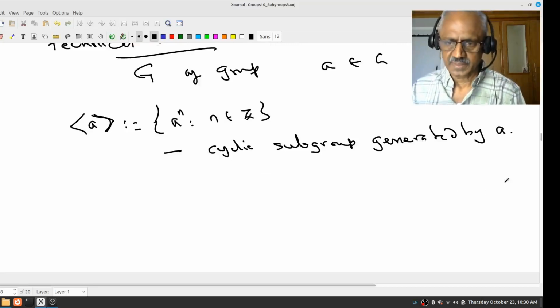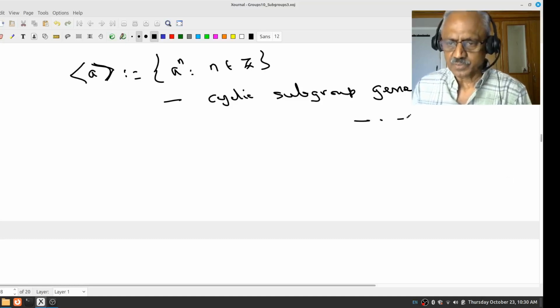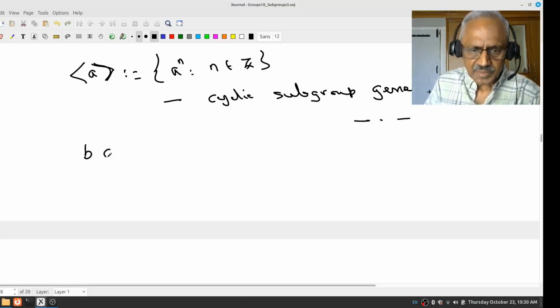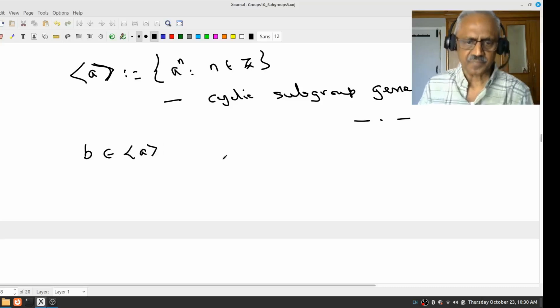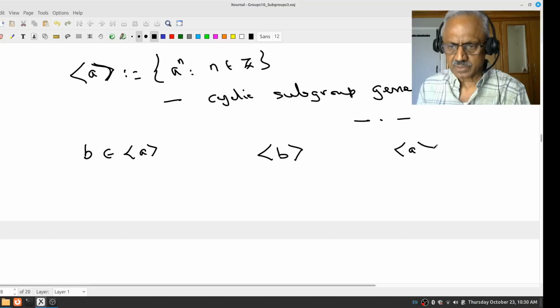Is that clear? Now I want to ask you a few questions to make sure that we understand. Suppose b is an element which is already in <a>. Then I have a cyclic subgroup generated by b, and I also have a cyclic subgroup generated by a. Is there any relation between them?